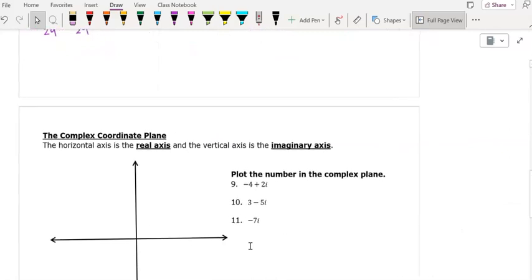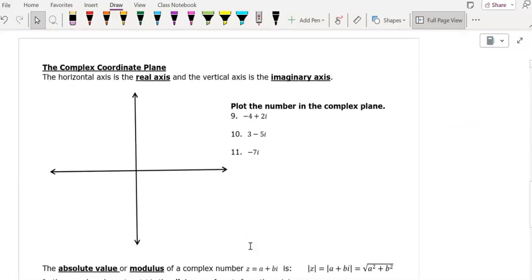Below this here, we're supposed to go ahead and plot our values on our complex plane. The complex plane is no different than having an XY coordinate grid. The only difference is that the horizontal axis is going to be your real axis, and where it would be a Y coordinate is our imaginary axis. Okay?